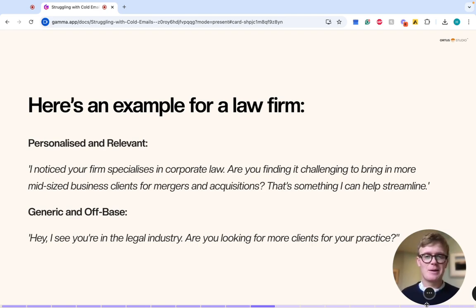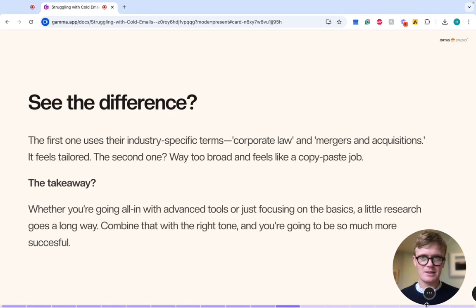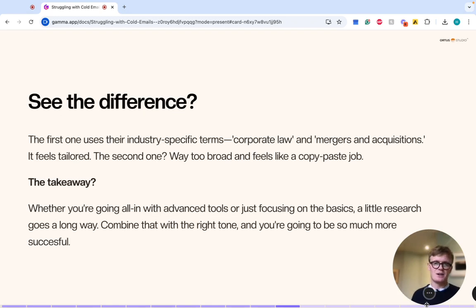Whereas a generic and off-base example could be, hey, I see you in the legal industry. Are you looking for more clients for your practice? I don't think I need to highlight that. The first one is clearly going to be way more impactful, and you're going to get way more responses compared to the generic one. The first one uses industry-specific terms, corporate law, mergers and acquisitions. It feels tailored. The second one is so broad and feels like a copy and paste job.